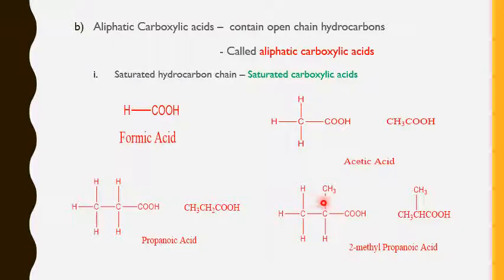Since we have a substitution at this hydrogen with a methyl group, we just add 2-methyl to this name. So it is called 2-methyl propanoic acid. And a simple formula representation is CH3CH(CH3)COOH. Okay, so this is regarding the saturated hydrocarbon chain.